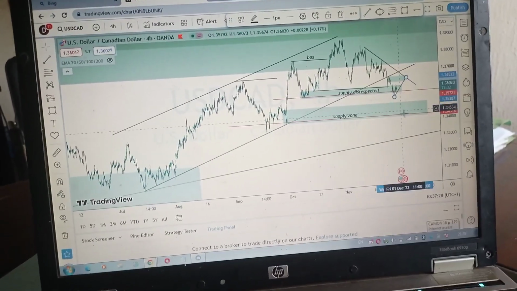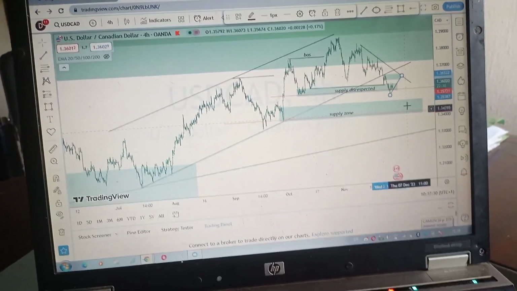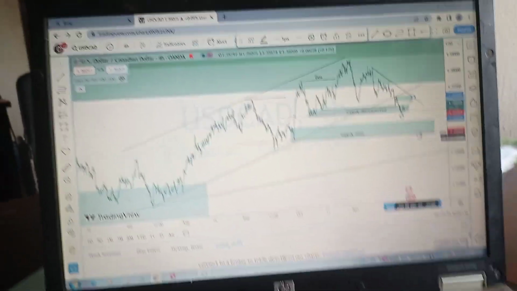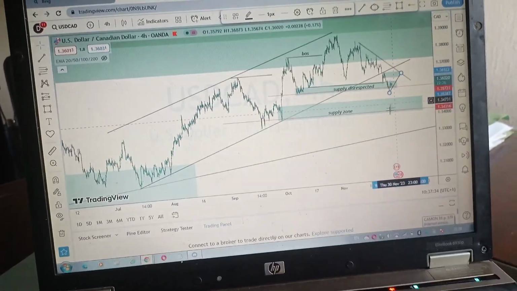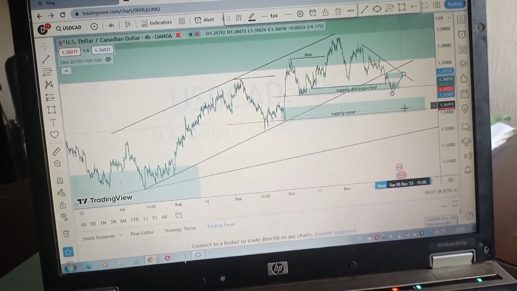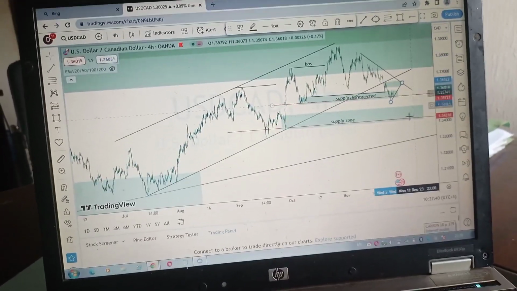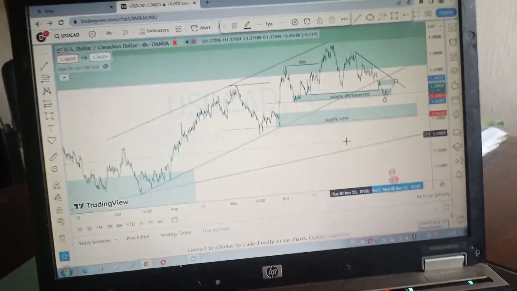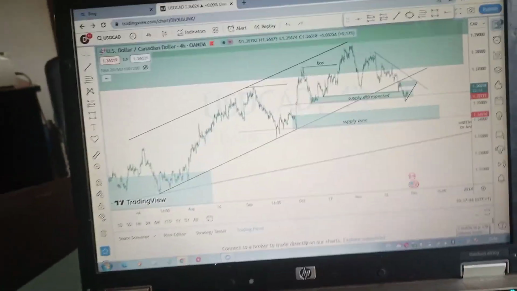Once price gets to this supply zone, I'll close my trade and wait on what the price is going to do. Either price is going to continue selling or price is going to respect this supply zone to buy. So currently I'm just waiting on what the price is going to do. Most of trading is when you wait. Now that is the analysis for USDCAD.